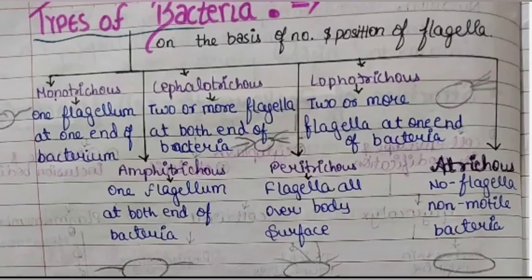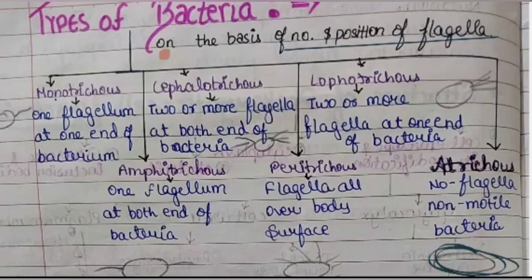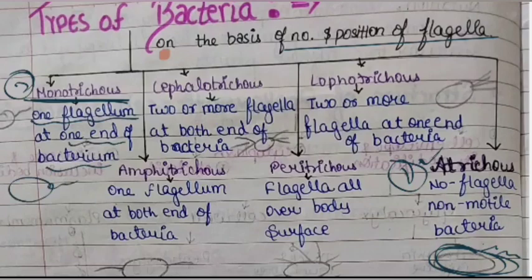Now we are going to study about the types of bacteria which are classified on the basis of the number and position of the flagella. So it can be classified as first, atrichous bacteria, in which no flagella is present on the body of the bacteria and so it is non-motile. Second one, that is monotrichous, means one flagellum is present at only one end of the bacteria. So this is a bacteria and only one flagellum is present at one side.